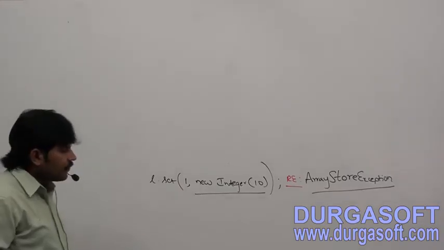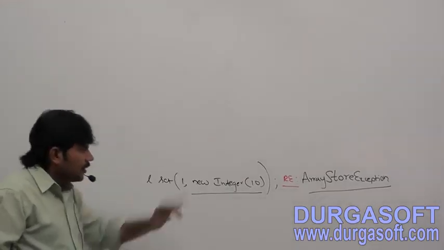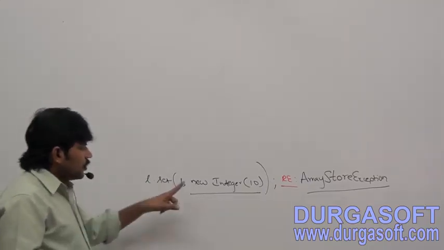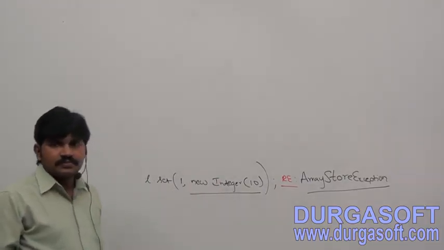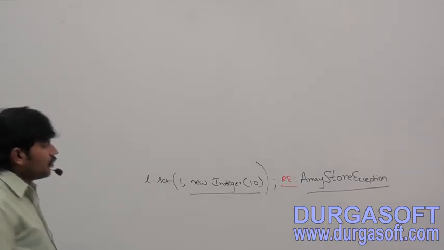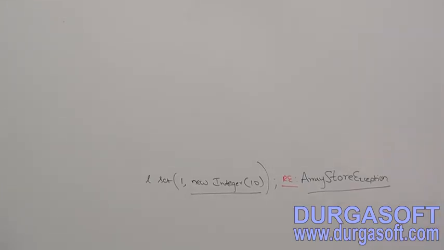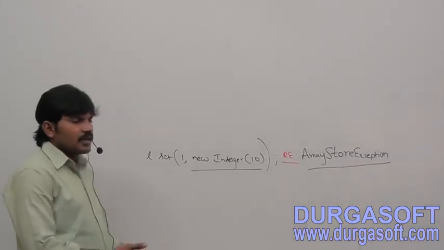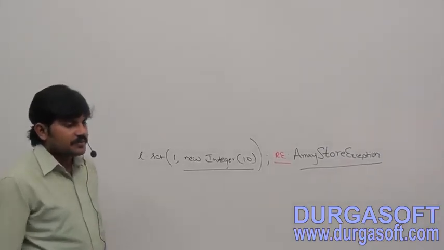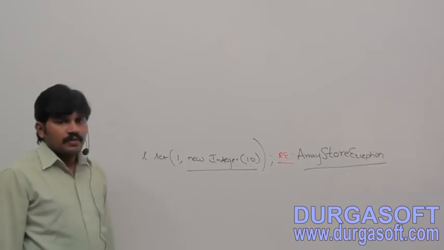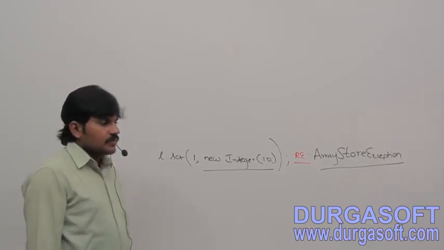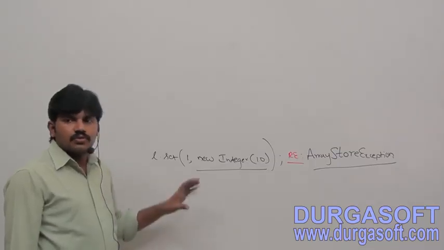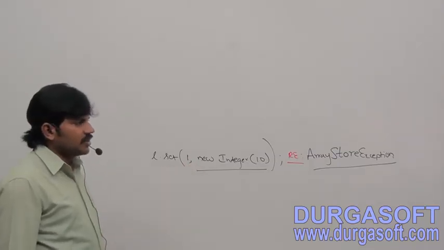Okay, take this example: L.set(1, new Integer(10)). So what is that exception? Array store exception. That's all. Are you getting it? These are various loopholes you people should be aware of. Just to summarize these, let me go for a small example.